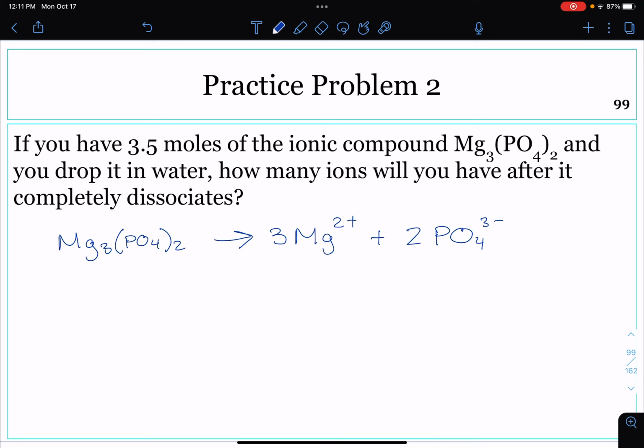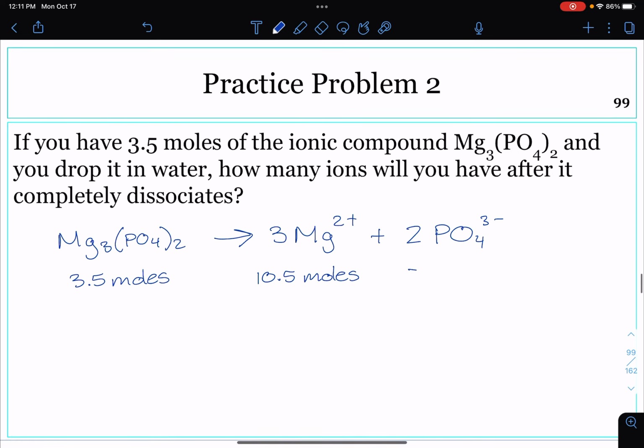So if we have 3.5 moles of the magnesium phosphate that's going to dissociate in water, then we're going to end up having 3.5 times 3, which is 10.5 moles of the magnesium ion, and then 3.5 times 2, which is 7 moles of the phosphate. So when it asks how many ions will you have after it completely dissociates, we have a total of 17.5, 10.5 plus 7, ions dissociated in water. 10.5 moles are magnesium ions, and the other 7 moles are phosphate ions.